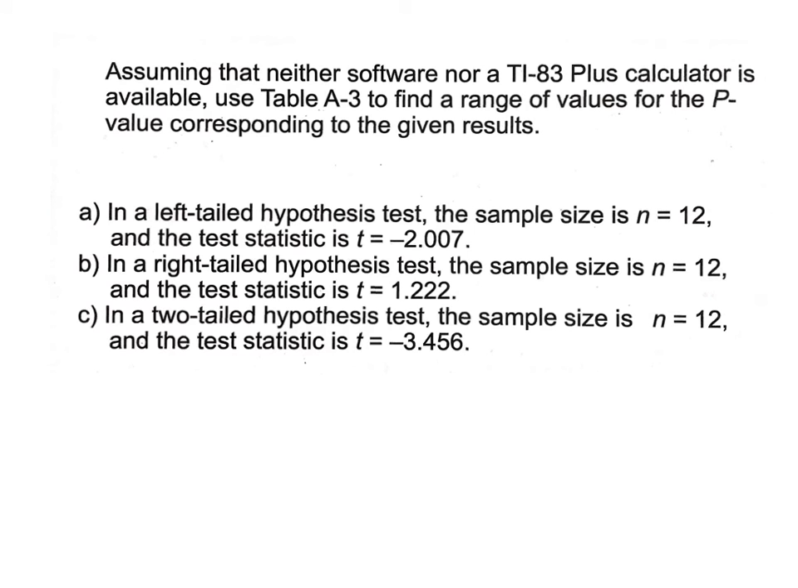All right, assuming that neither software nor a TI-83 Plus calculator is available, use Table A-3. We have them available, and so we're not going to worry too much about this. That was a left tail test, obviously, because it was less than. And I should have pointed this out on that slide, but those were the t-scores that were found on that picture a couple slides back.